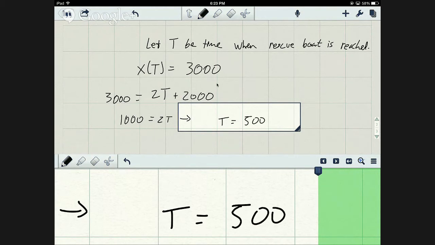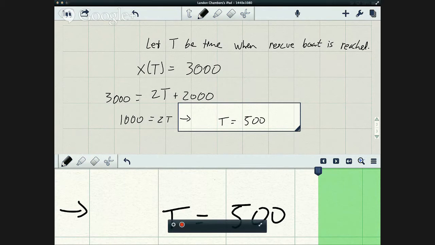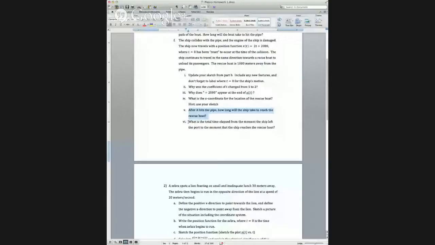And so let me go ahead and pull up the last part on the sheet. Okay, here we go. What is the total time elapsed from the moment the ship left the port to the moment the ship reaches the rescue boat? Alrighty. Good. So let's go ahead and figure it out. Let's look at a picture here.